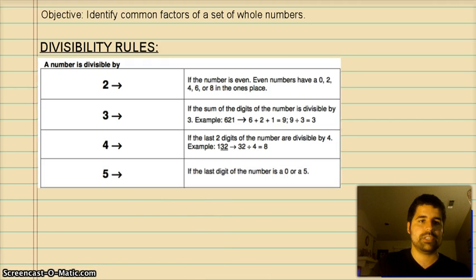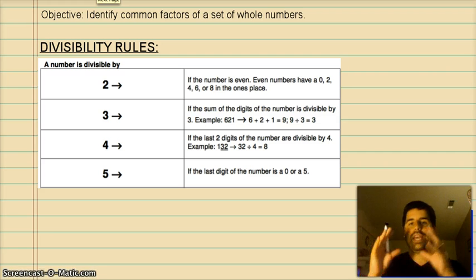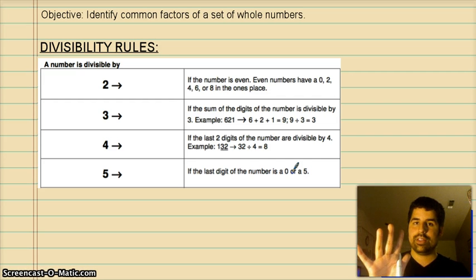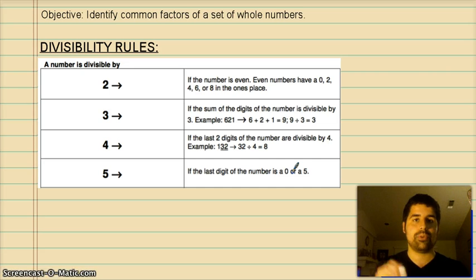So let's see what our next divisibility rule is. Number 5, okay? If I want to find out if a number is divisible by 5, all I do is look at the last digit. If the last digit is a 0 or a 5, that whole number is divisible by 5. 5 is a factor of that number.